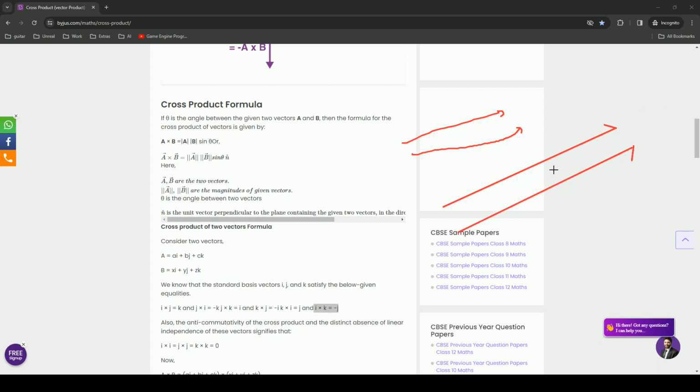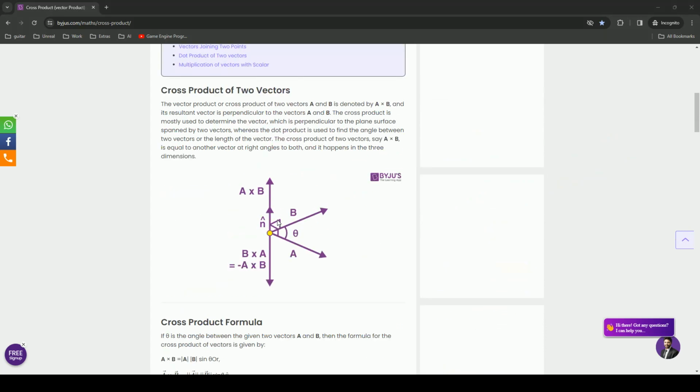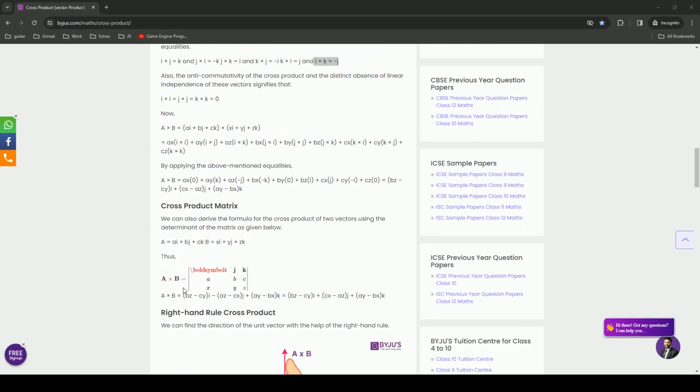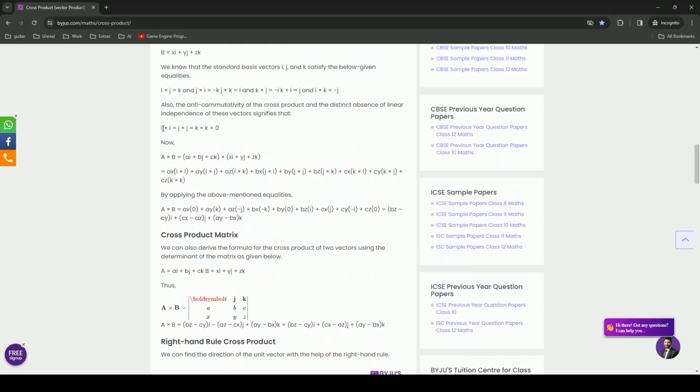0. Perfect. And sine 0 is equal to 0. So that means this will become 0. That is why I cross I equals 0, J cross J equals 0, and K cross K equals 0. I hope you understand this concept, right? When we are multiplying the same vectors, it will become 0.